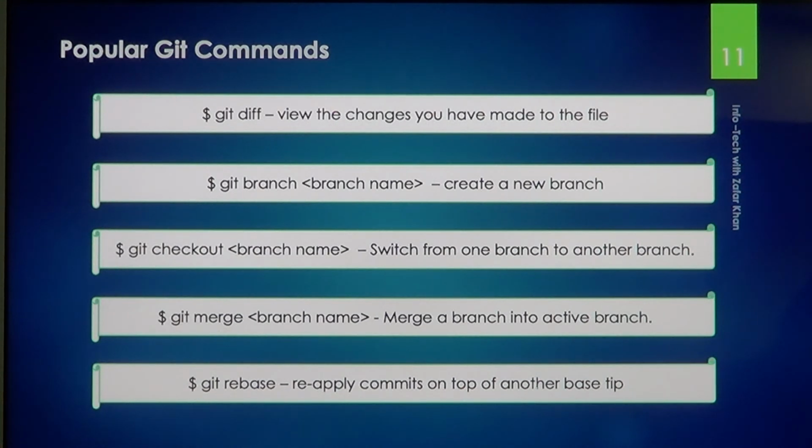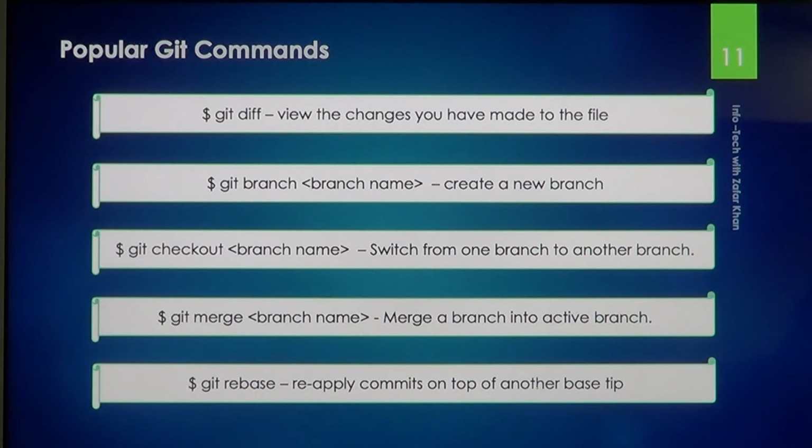There is another command called git branch. You can create a new branch by using this command. Then if you have created a new branch and you want to move over there, there is a command called git checkout and then the branch name. Suppose you have created a branch, its name is branch 1.